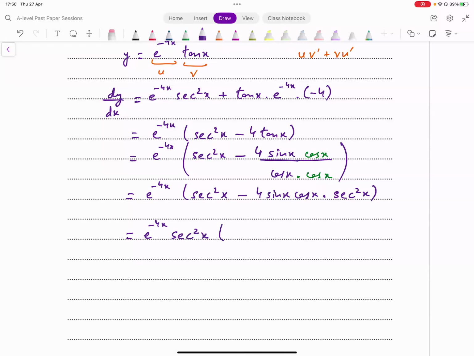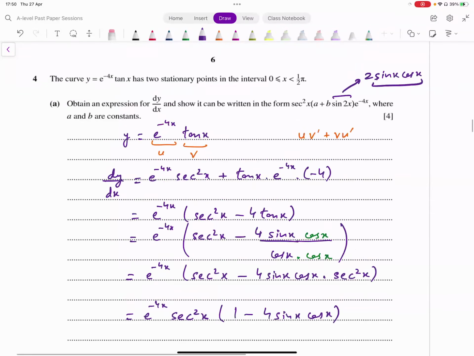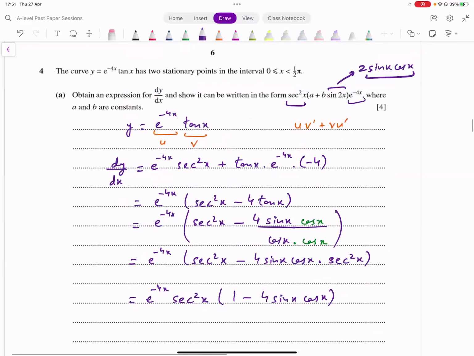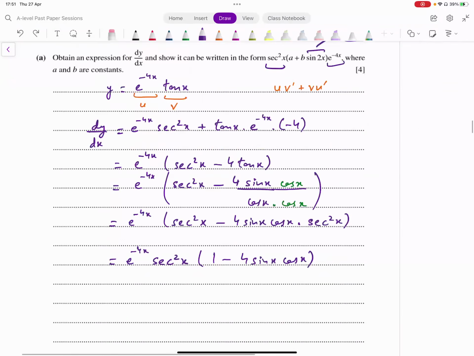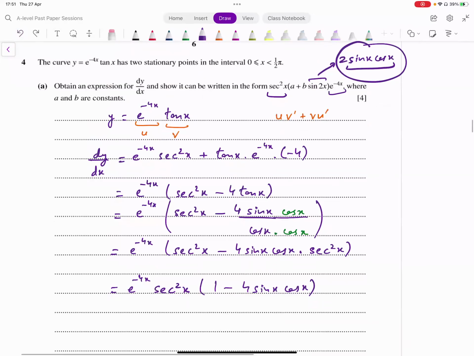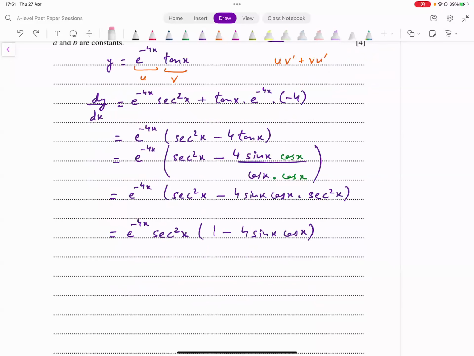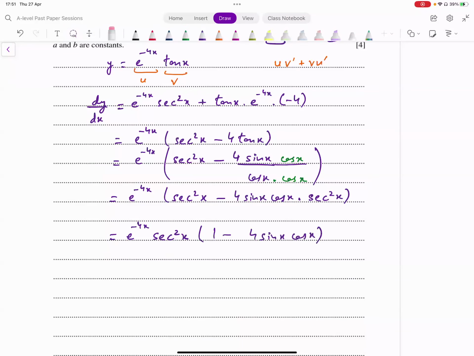square x multiplied by 1 minus 4 into sin x into cos x. Now see, the outside part is sorted, right? What did we need outside? We needed secant square and e raised to power minus 4x. We have e raised to power minus 4x here and we have secant square x here. Now we think about the part that's inside. We have to make sin 2x out of this, right? And we know what sin 2x is: 2 sin x cos x. So this 4 sin x cos x, what can we do, we write it like this. Let's write 4 as 2 multiplied by 2.